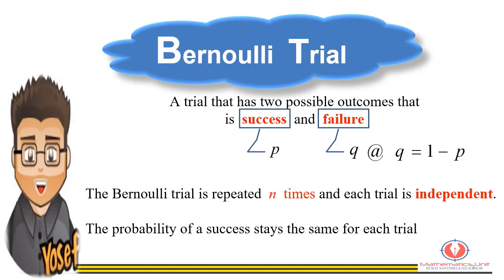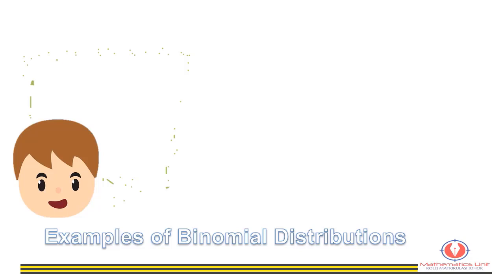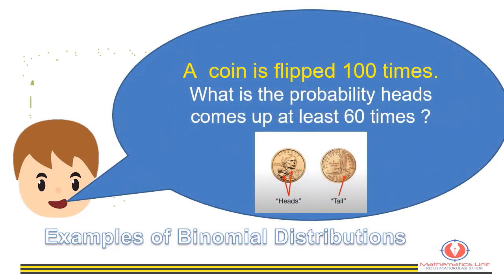In other words, we can say that the binary distributions represent the success or failure of a single binary trial. What is binomial distributions? Binomial distributions represent the numbers of success and failure in an independent binary trial. Here are examples of binomial distributions. Let's say a coin is flipped 100 times. What is the probability heads come out at least 60 times? We will see that we will be able to use the binomial distributions to calculate the probabilities.